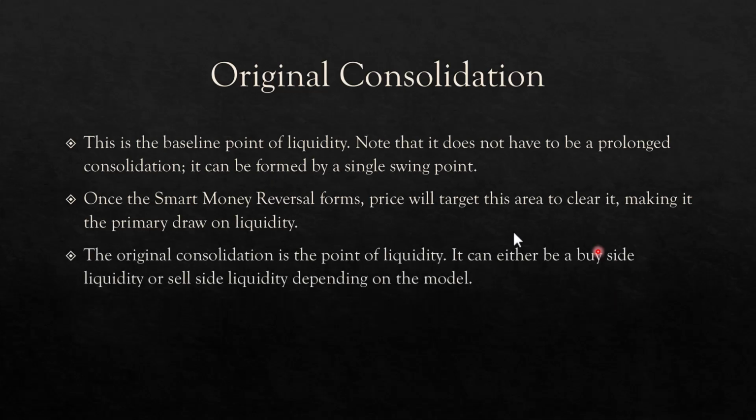The original consolidation is the point of liquidity. It can either be a buy side liquidity or sell side liquidity pool, depending on the model. And liquidity residing above the marketplace is called the buy side liquidity pool, whereas the liquidity residing below the marketplace is known as the sell side liquidity pool.